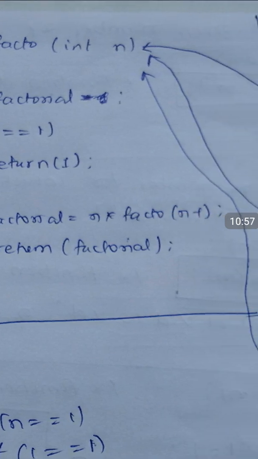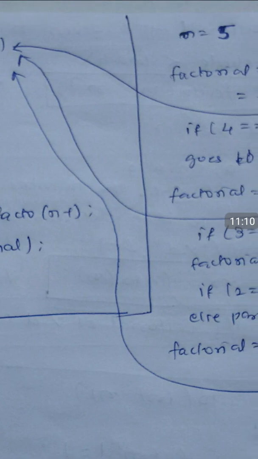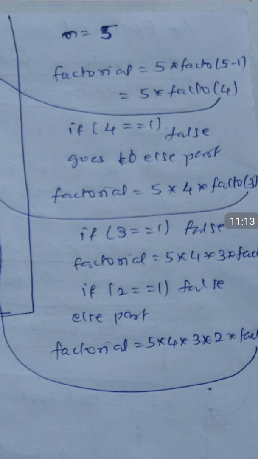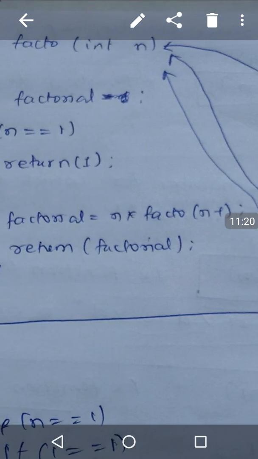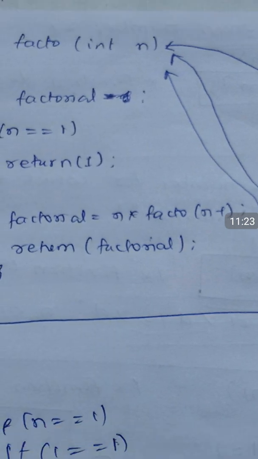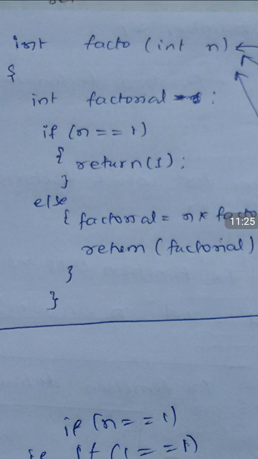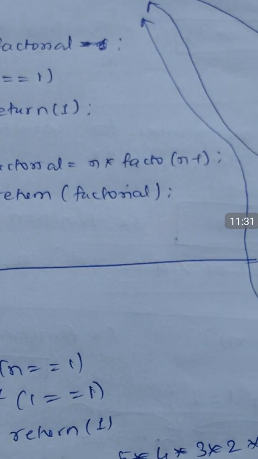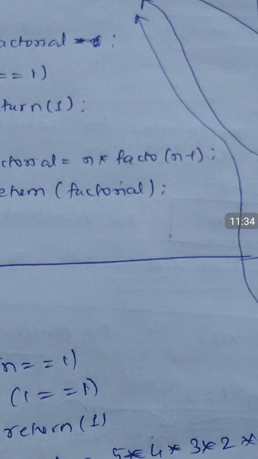In the else part, it does factorial is equal to n into facto of n minus 1. So, facto of n minus 1, where n is 5, is nothing but 5 minus 1. So, in the first step it gives factorial is equal to 5 into facto of 4. Facto of 4 means again the same function is called, that is facto of n. Now the n value is 4. So, it enters the function, 4 is not equal to 1, so it comes to the else part. The else part is factorial is equal to n into facto of n minus 1.